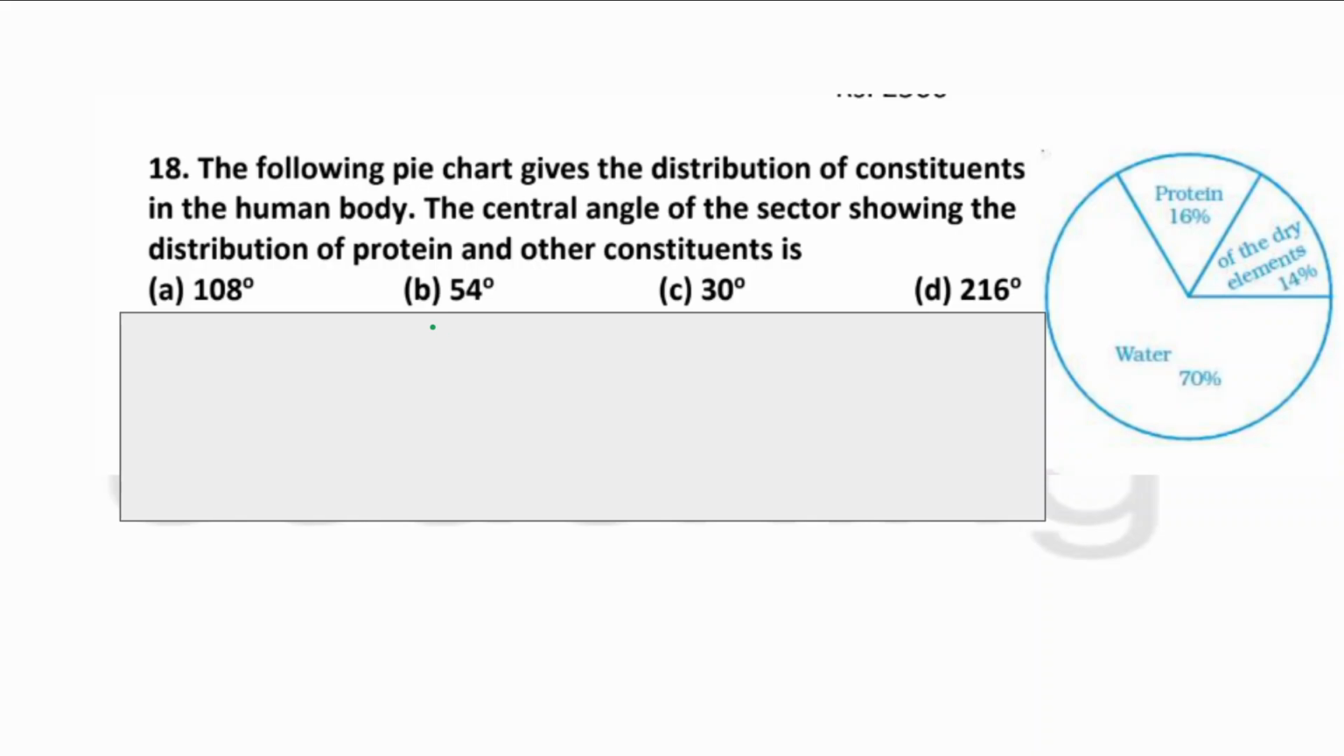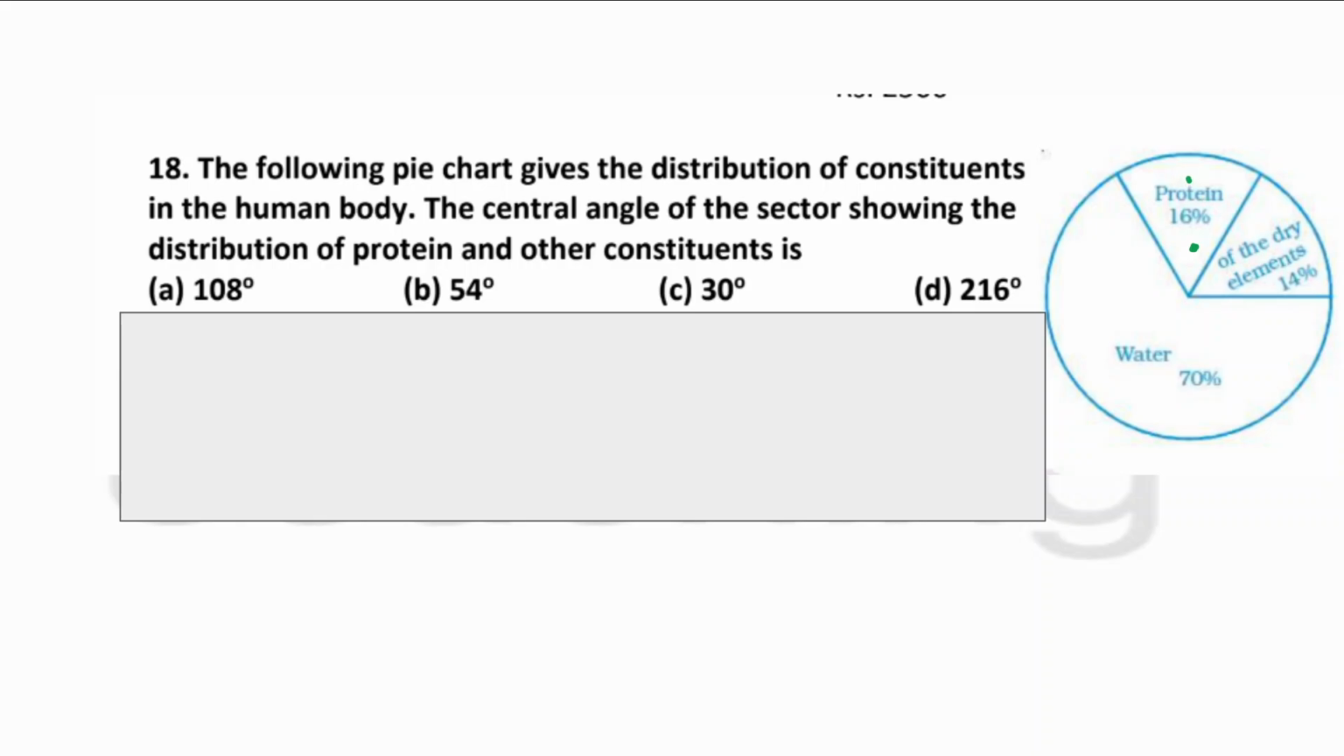Resume. Okay, let us now solve this problem. The following pie chart gives the distribution of constituents in the human body. The central angle of the sector showing the distribution of protein and other constituents of the dry elements. Okay, so one second. Here water is given. Protein is given.